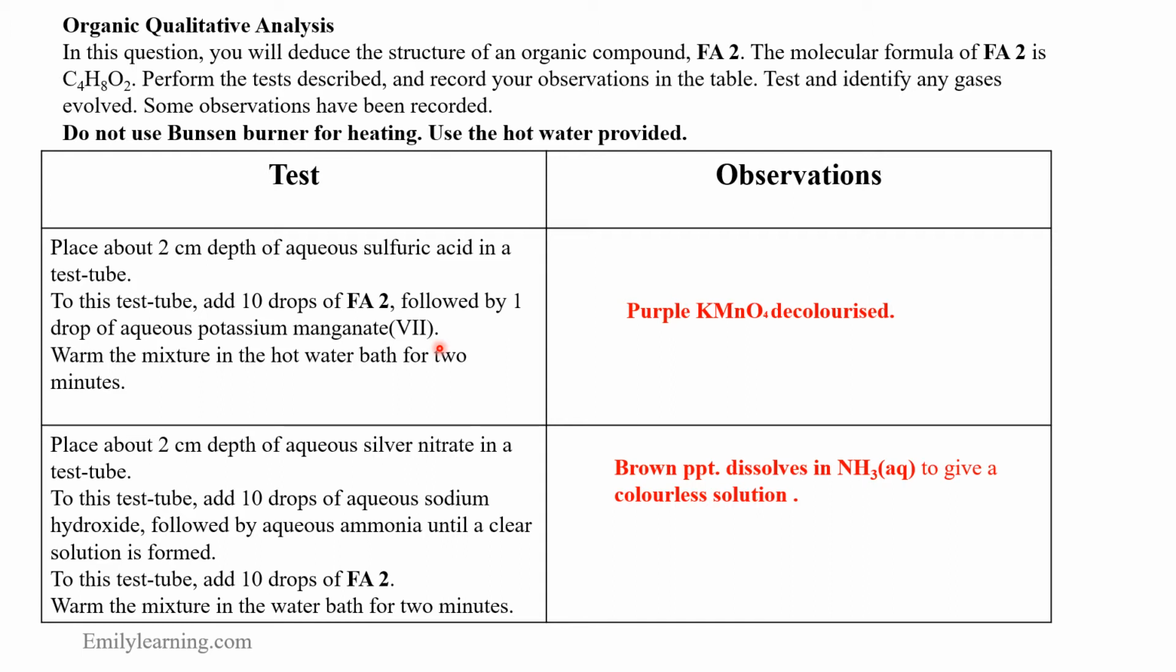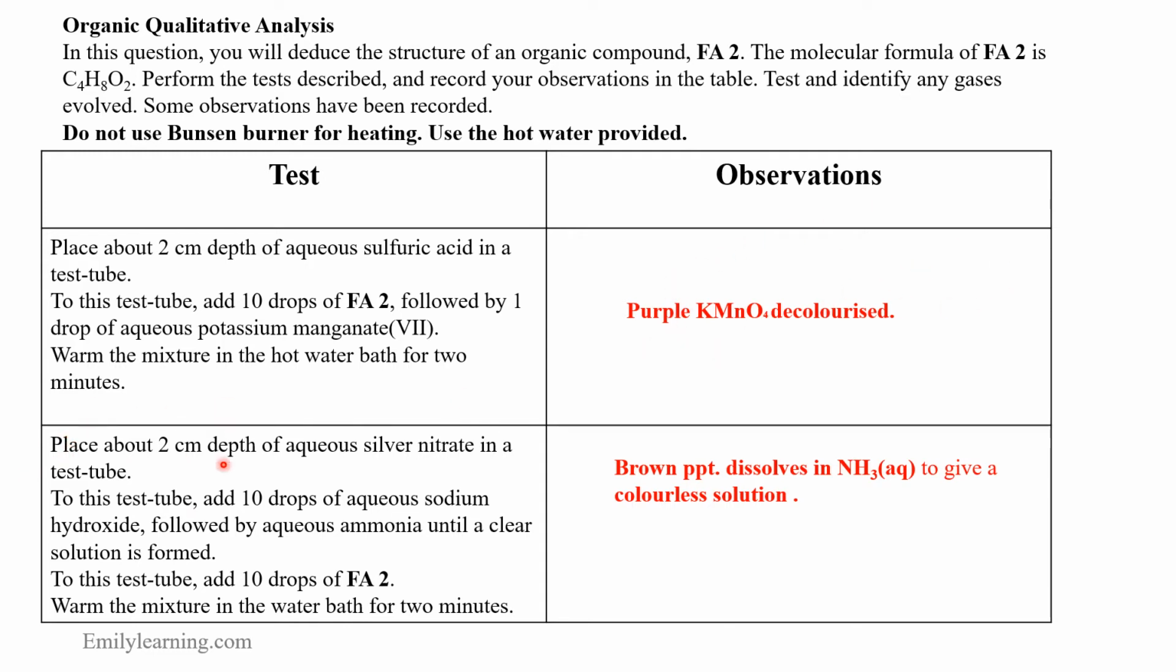Okay, so very important when you use potassium manganate, remember that potassium manganate should be the limiting reagent. Don't add in excess, if not you won't be able to see a color change from purple to colorless even though it has acted as an oxidizing agent. Okay, so now we have done this. Next, let's look at this test.